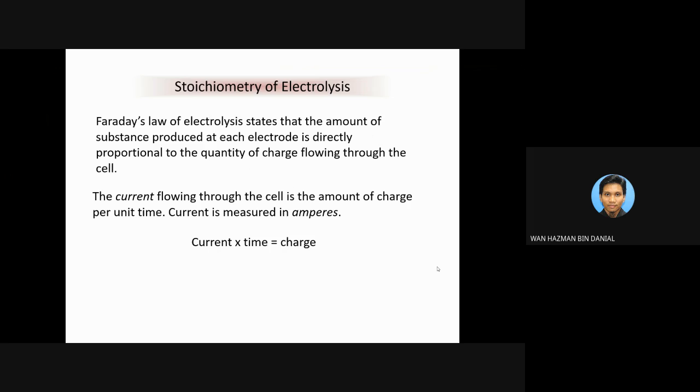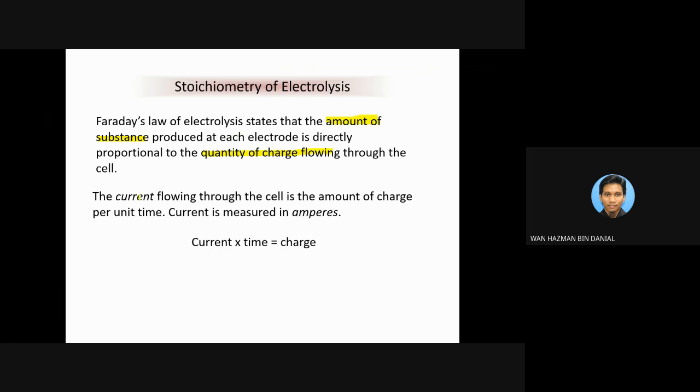Dia very simple lah sebenarnya. It based on the Faraday's laws of electrolysis state that the amount of substance produced at each electrode is directly proportional to the quantity of charge flowing through the cell. Okay, so the amount of substance produced, ni dia punya proportionality equation dia lah. So kalau lagi banyak charge yang flow ni, lagi banyak substance yang akan produce at each electrode.